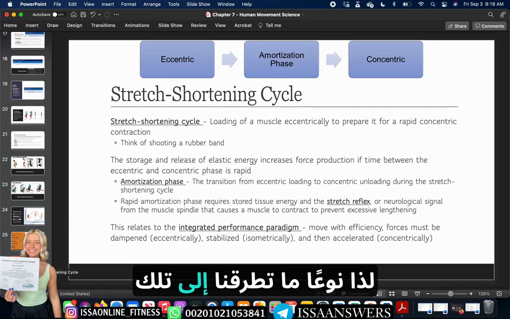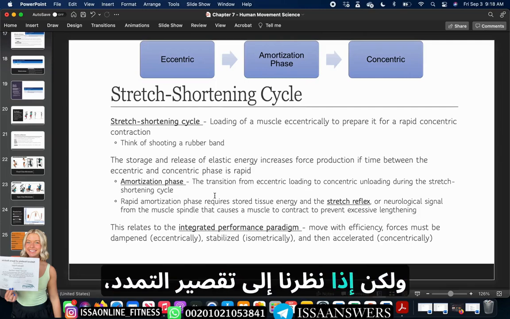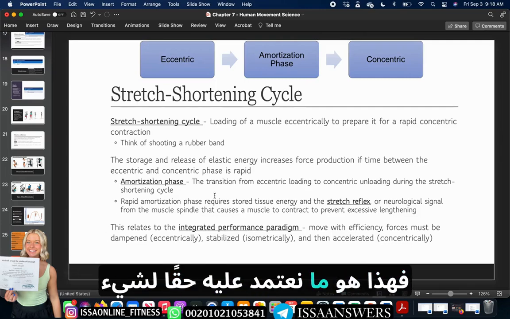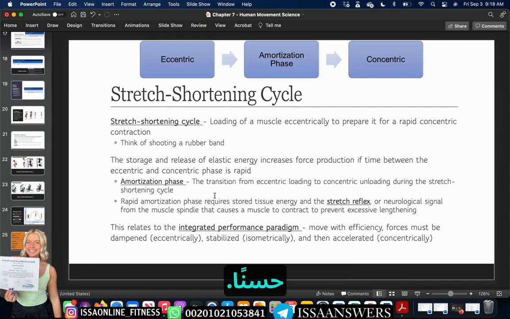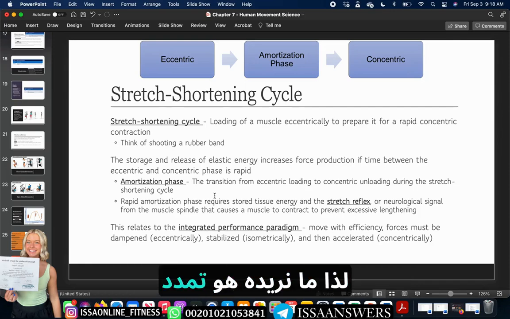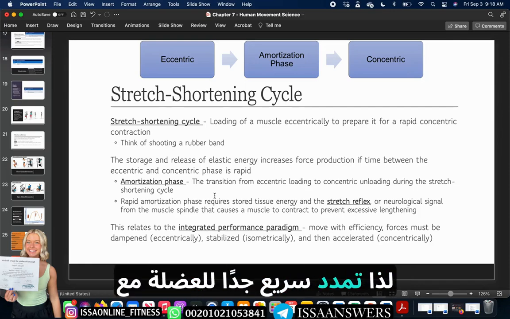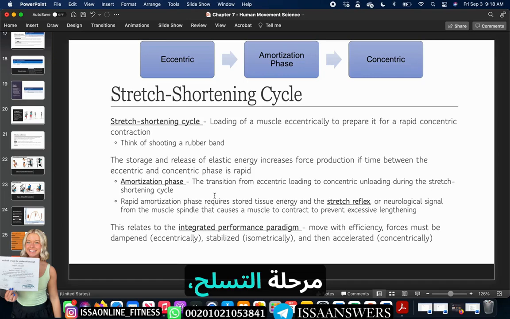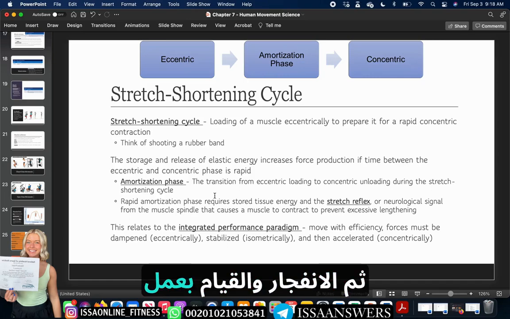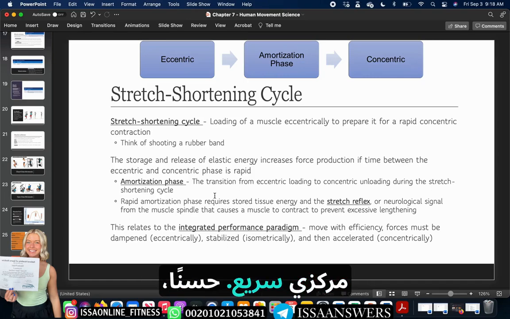So we kind of hit on that word amortization before, but if we look at the stretch shortening cycle, this is really what we would rely on for something like a plyometric based movement. What we want is a very quick and rapid eccentric, so a very quick and rapid lengthening of a muscle with a very minimal transition phase, amortization phase, to then explode up and do a rapid concentric action.